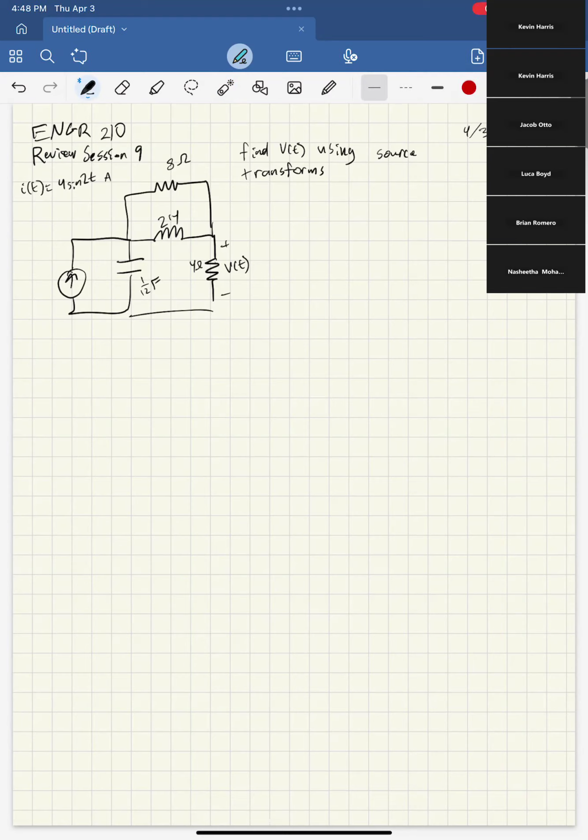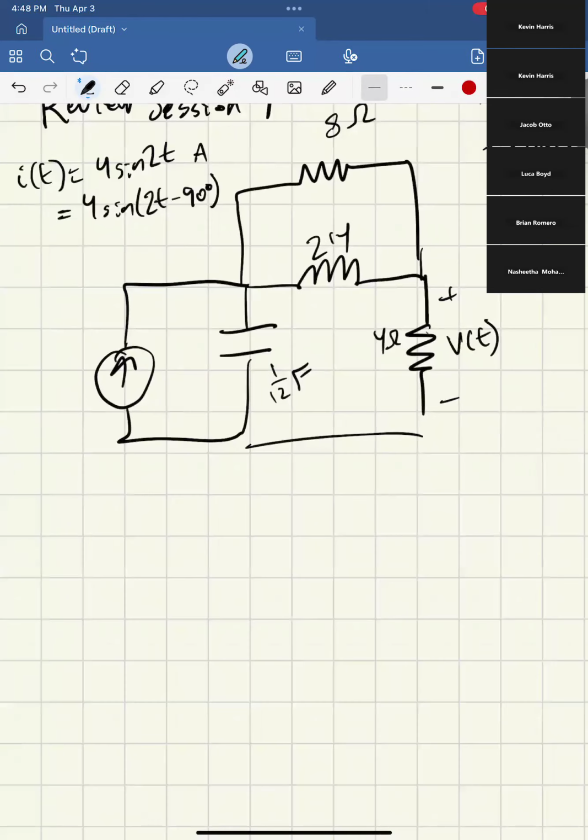Well, to start, you want to convert your sine to cosine. If you remember, sine is cosine minus 90 degrees. So you can rewrite this as 4 sine 2t minus 90 degrees. Then if you want to convert this to a phasor, because we have to convert everything to the frequency domain, I bar, hopefully you all remember the rules from last time, is the magnitude times e to the j times the phase. So here it would be negative j 90 degrees.